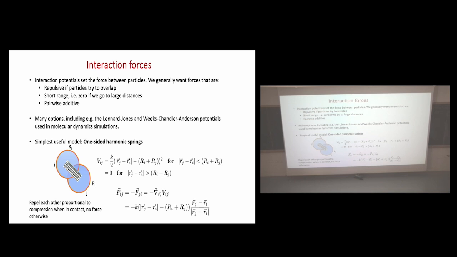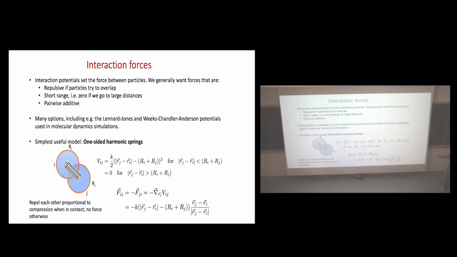There are many options, and for something hard like colloids, I usually want to use something which has a very steep potential, like a Lennard-Jones or weak Chandler-Anderson potential. Now, that's difficult to simulate out of the box very easily. So here I will use something simpler, which actually turns out to be good for cells as well. And that's one-sided harmonic springs.